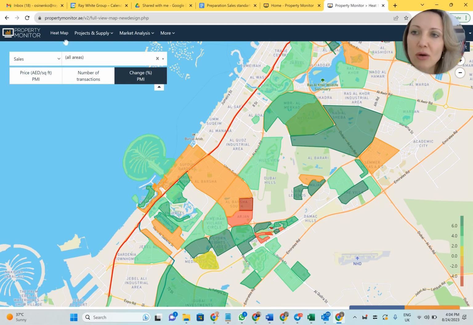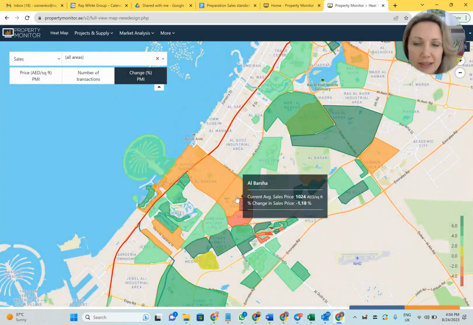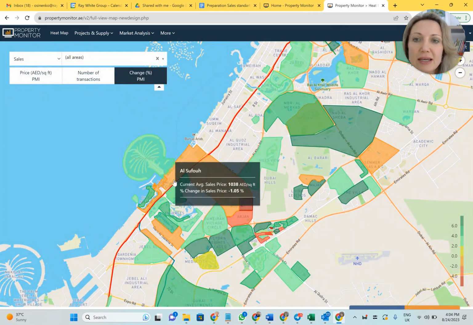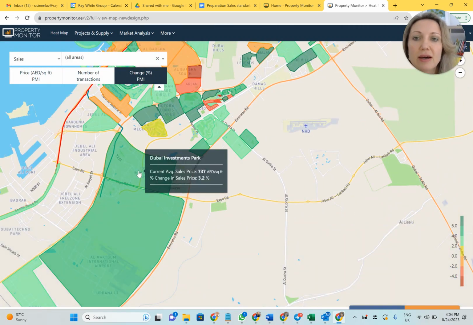So I am currently on the heat map, where you can see the different areas of Dubai and the prices and percentage of price increase. So if it's green, then you can see Dubai Investment Park price increase of 3.2%, and this is per month. So for this month, price increase of 3.2%.